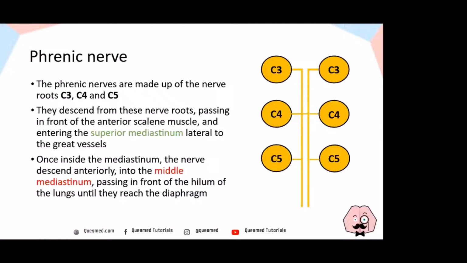The phrenic nerve, which we briefly spoke about during the lung talk, as I said, it's made up of nerve roots C3 to 5. They pass in front of the anterior scalene muscles, and they enter the superior mediastinum just lateral to the great vessels, so your arch vessels. They descend anteriorly into the middle mediastinum, and they pass in front of the hilum and also in front of the heart.